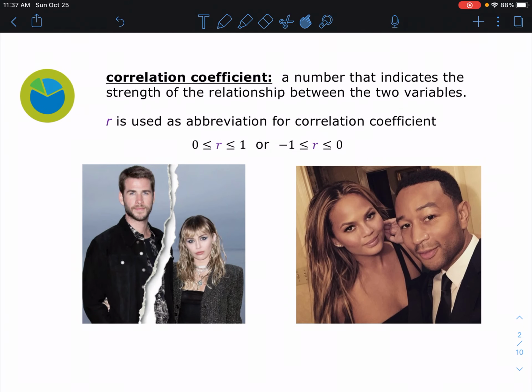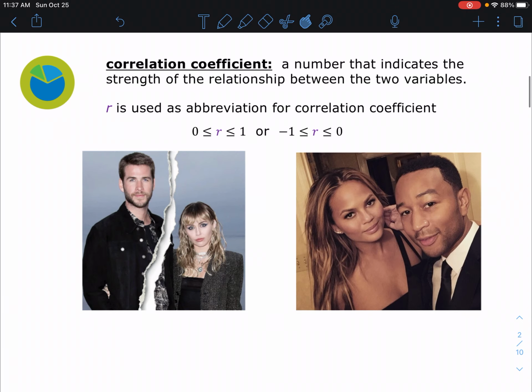Last time we talked about what a correlation coefficient is. This is a number that gives us the strength of the relationship between the two variables, and we want that to be really close to 1 or -1. We started talking about what that means, and we use these two couples to represent that.